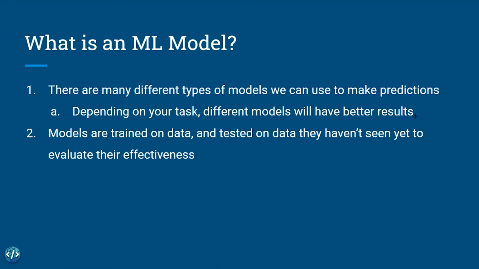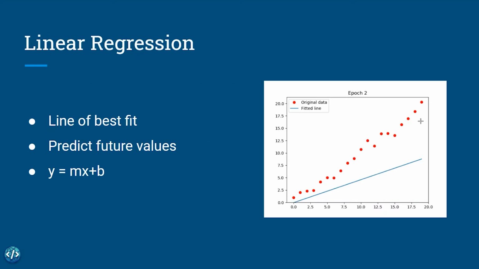So here are the types of ML models. What is an ML model? An ML model predicts outputs based on the input data, and there are a bunch of different models that will be better for different tasks. And all these models are trained on data and tested with data they have not been trained with, nor have they seen yet. So the first basic model is linear regression.